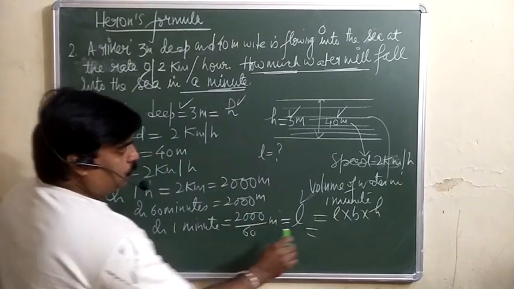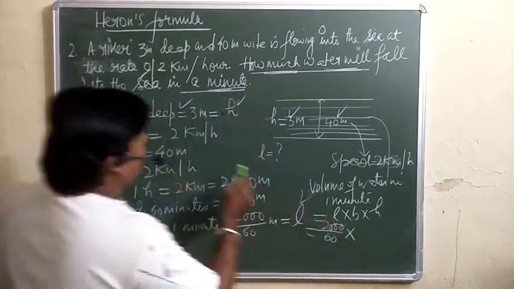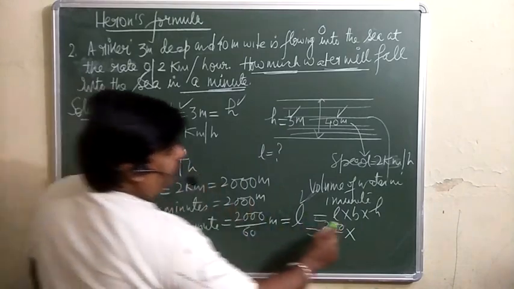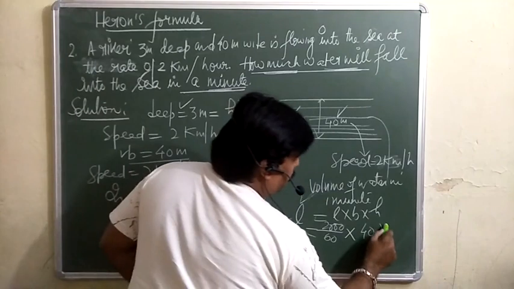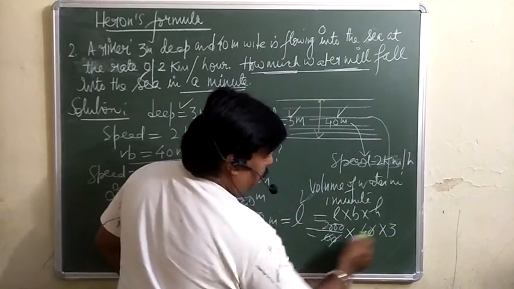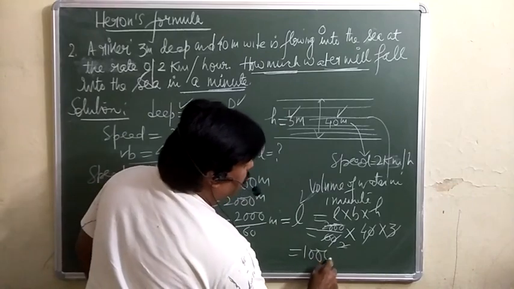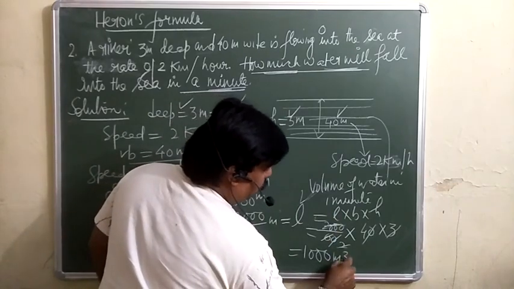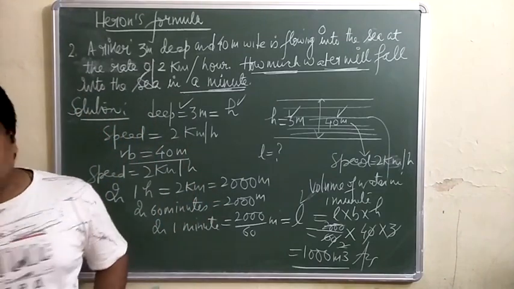L is what? 2000 over 60. B is 40. H is 3. You can solve it. So this is 4000 meter cube of water that will fall in the sea there. Have a look.